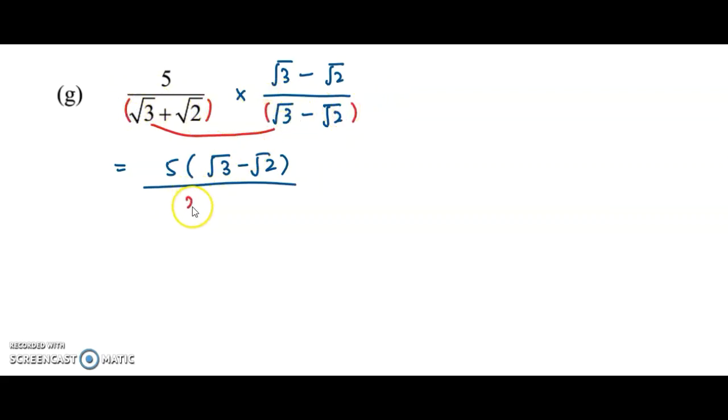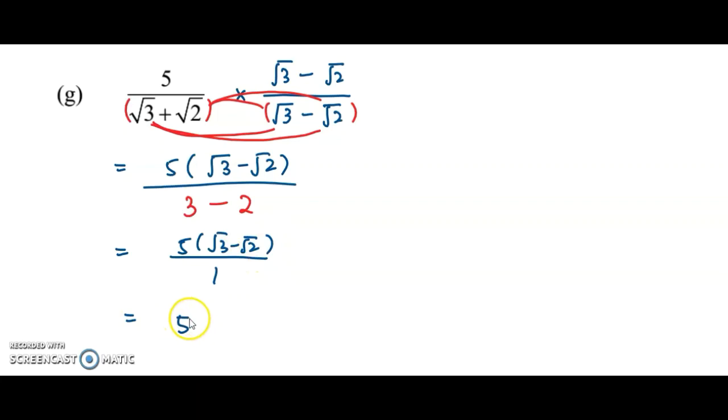Surd 3 multiplied by surd 3, you got 3. Surd 3 multiplied by negative surd 2, you got negative surd 6. And surd 2 multiplied by surd 3, you got positive surd 6. These two terms cancel off each other. It won't appear in the denominator anymore. Next, surd 2 multiplied by negative surd 2, you got negative 2. As you do a few more questions, you will see that when it is multiplied by the conjugate, the terms in the middle will cancel off each other, meaning that the denominator doesn't have any surd number. Alright, then we can simplify this as 1, and this as 5. Finally, we get 5 surd 3 minus surd 2.